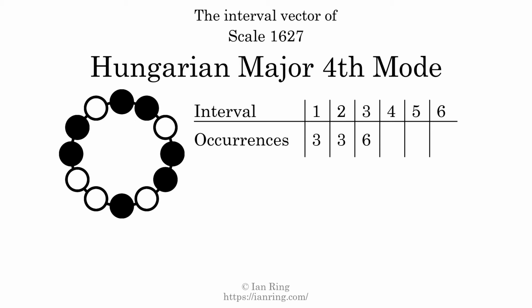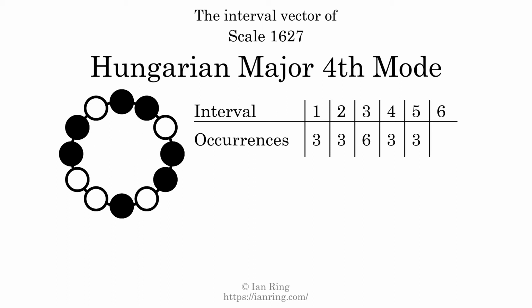There are 6 intervals with the size of 3 semitones. They are here, here, here, here, here, and here. There are 3 intervals with the size of 4 semitones. They are here, here, and here.